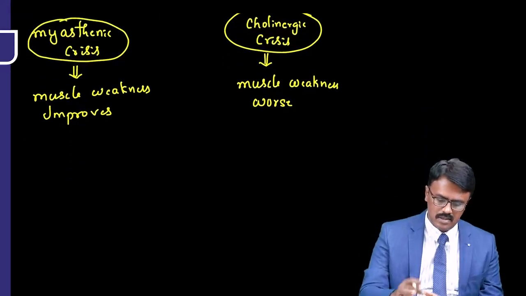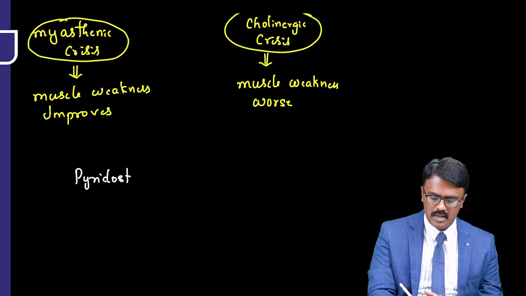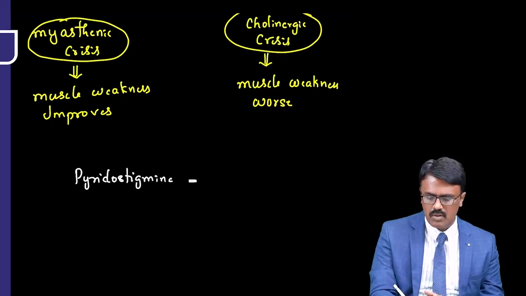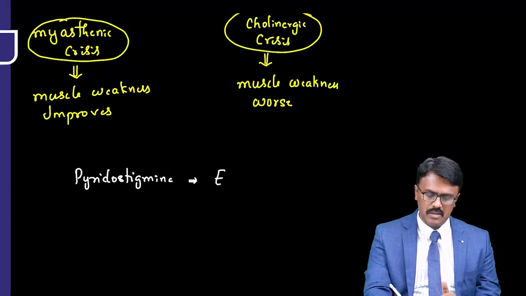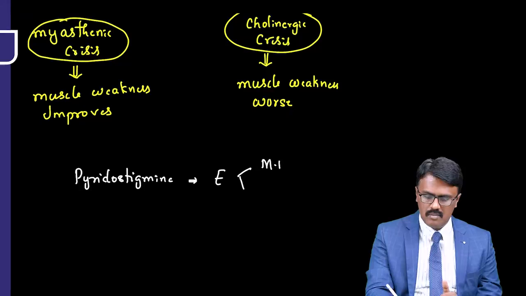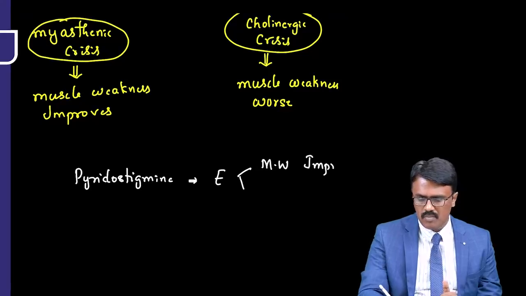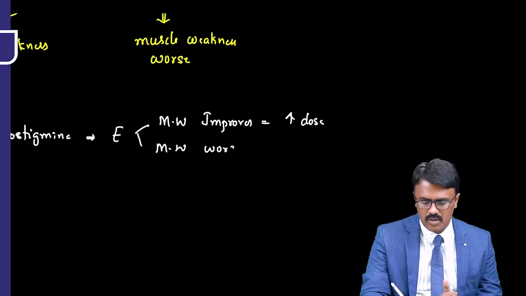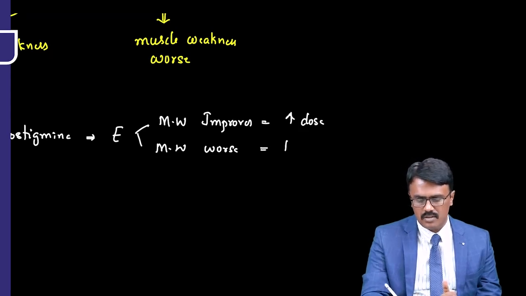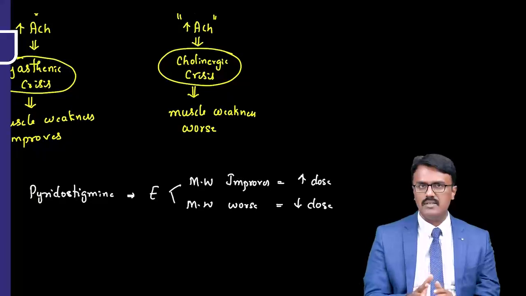Right? So I will just summarize. For example, you are giving pyridostigmine for the management of myasthenia gravis. Should I know whether the dose is correct or not? Yes, that depends on the edrophonium test. If the muscle weakness improves, then you have to increase the dose. If the muscle weakness becomes worse, then you have to decrease the dose. So this is the application of the differentiation between myasthenic crisis and cholinergic crisis.